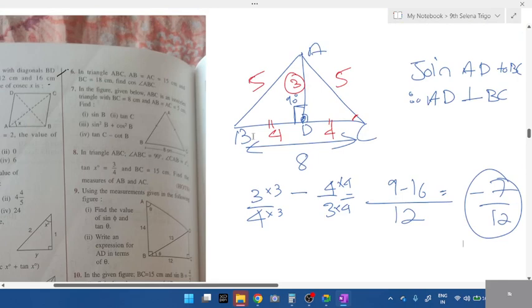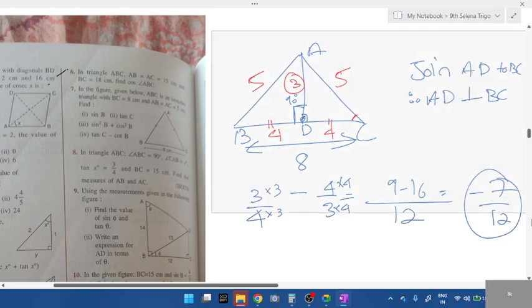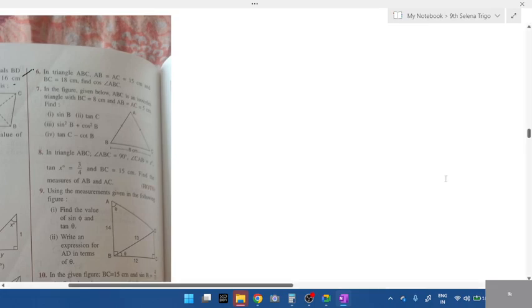In a triangle, angle B is 90 degrees, angle CAB is x. Tan x is 3 by 4. Find the measure of AB. That is also easy. Minus 7 by 4, students. Next question. In a triangle, let me draw a triangle.